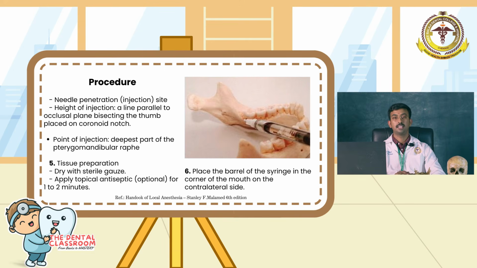The height of injection lies about 6 to 8 millimeters above your mandibular occlusal plane, and the anteroposterior injection site lies from the deepest point of the coronoid notch to the deepest point of the pterygomandibular raphe, at approximately 3/4 distance. So, before giving any injection, the tissue has to be prepared. Dry with sterile gauze, apply topical antiseptic for 1 to 2 minutes.